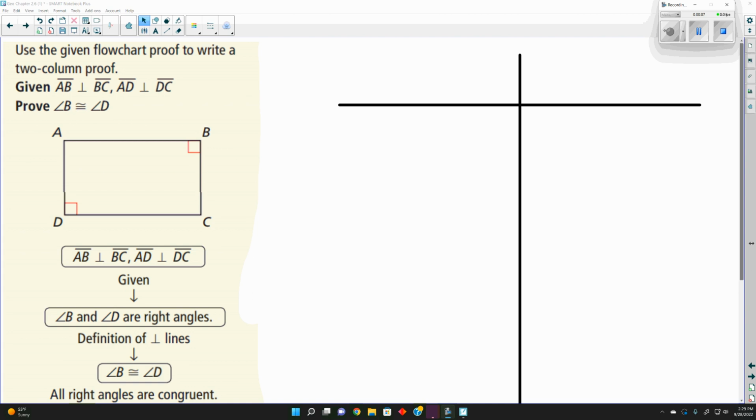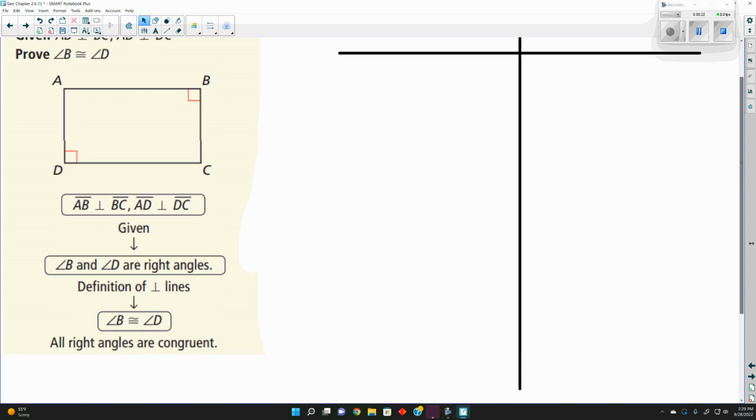All right, guys, so we're finishing up the note sheets from yesterday. Where we finished off was this one here. Use the given flowchart proof to write a two-column proof. They already gave us this information here, and they want us to rewrite it as a two-column proof.